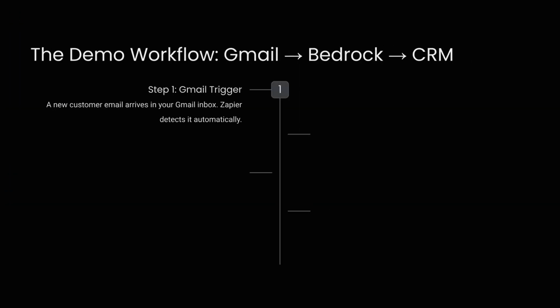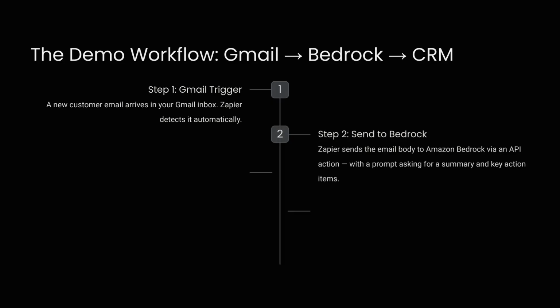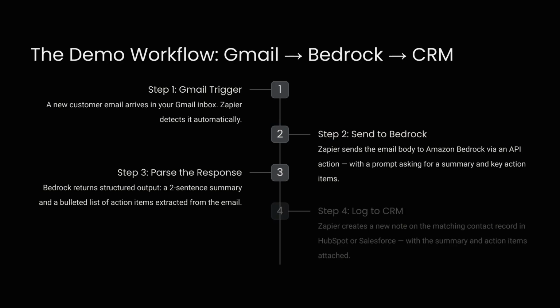A Gmail trigger detects a new email. The email body is sent to Bedrock via an API action. Bedrock returns a structured response. And finally, the summary and action items are logged as a note in the CRM.